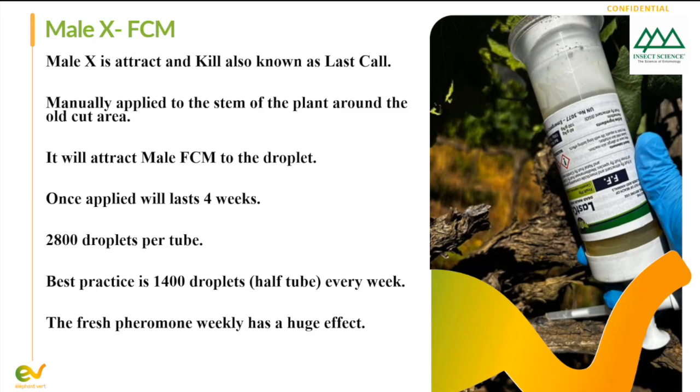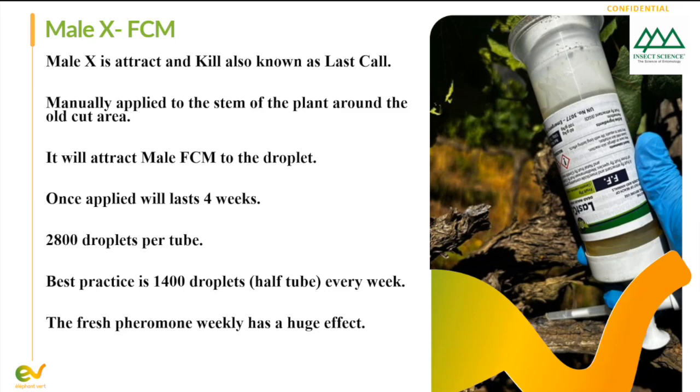One of the best practices we've seen in Kenya and in Ethiopia, where we work with the flowers, is regular applications of lower droplets. So best practice we found is 1,400 droplets every week. What happens here is you're consistently having virgin droplets coming, virgin females competing, and you heighten the sensitivity of the FCM. And we've seen a very, very good effect in that way. So instead of applying it, waiting for 4 weeks to run out, you apply it more regularly at a lower dose, and you get a very good controlling effect there.